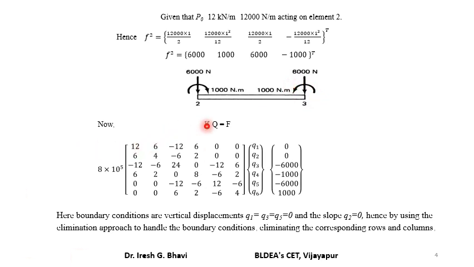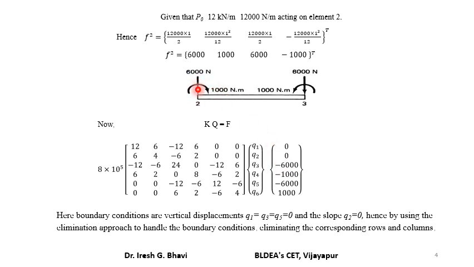Now let us write down the equilibrium equation, that is K into Q is equal to F. So K is the assembled stiffness matrix, and Q is the nodal displacement vector, which is Q1, Q2 up to Q6, and F is the nodal load vector. So here you can see that at node 1 there is no force in y direction, so F1 is 0, and at node 1 there is no couple, so F2 is also 0, and at node 2 there is a vertical force of 6,000 Newton in the downward direction.